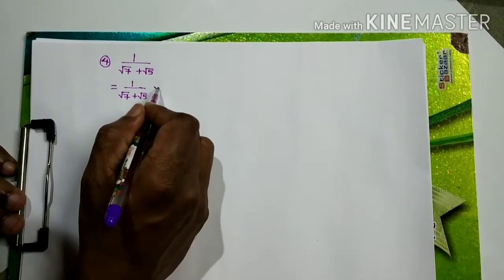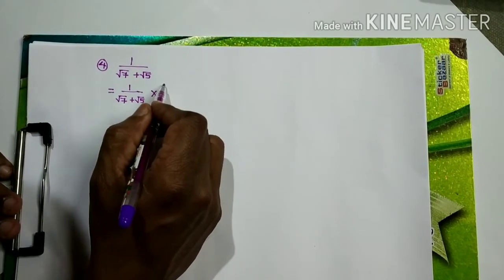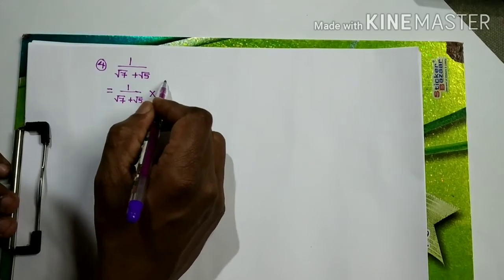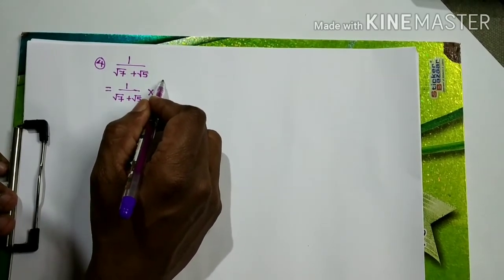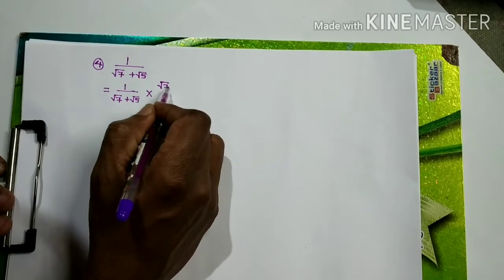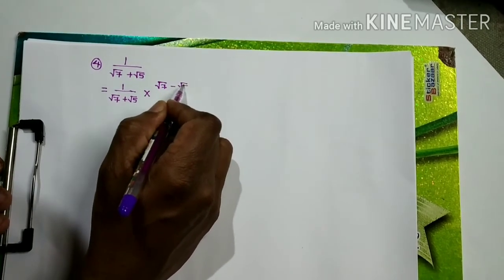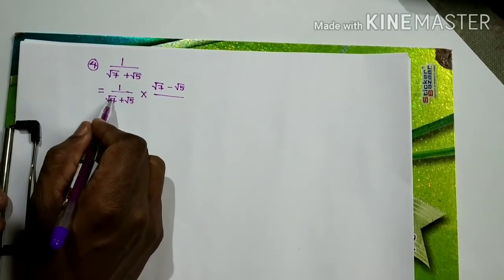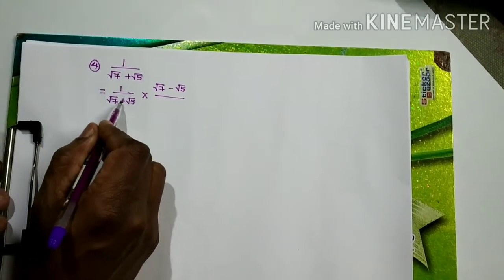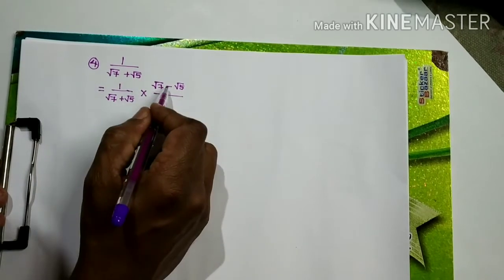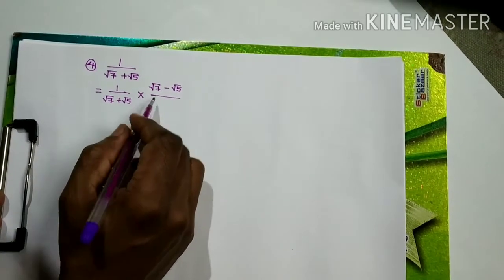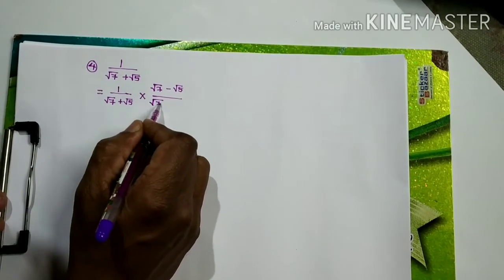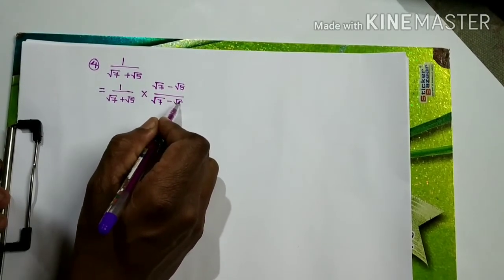We have to multiply this. Then you have to use the conjugate. This root 7 plus root 5 will become root 7 minus root 5. So only you have to change the sign here. So it would become minus here. Then below at the denominator, root 7 minus root 5.